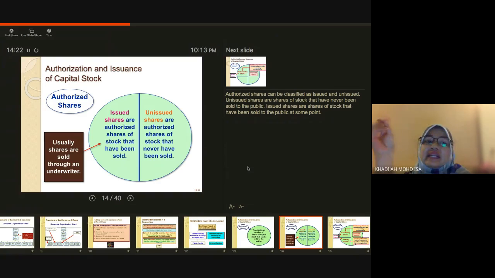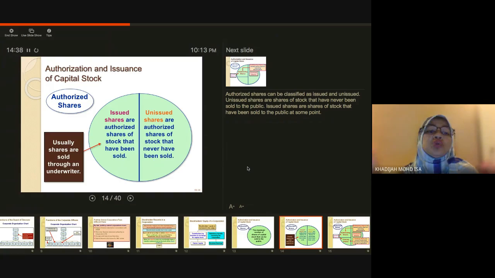So dia ada still lagi dalam company lah. You tak issue lagi. Alright, bila you nak issue, depends lah. If you need more money from the investor, then you are going to issue more shares. Right? But whatever you nak issue cannot be more than the authorized shares.